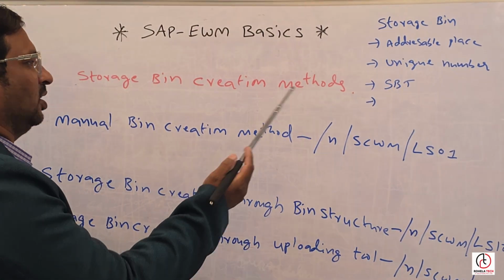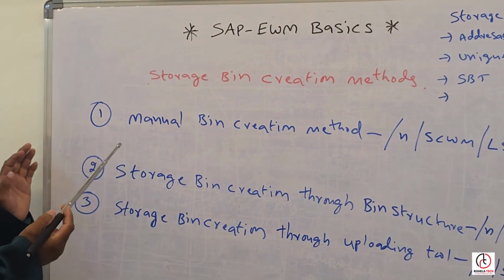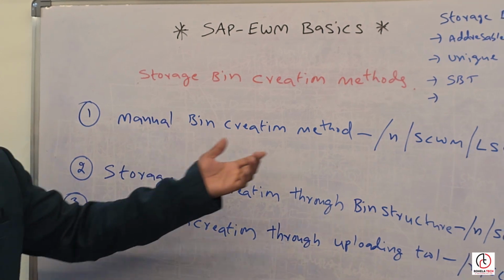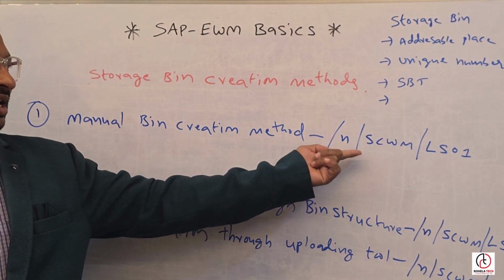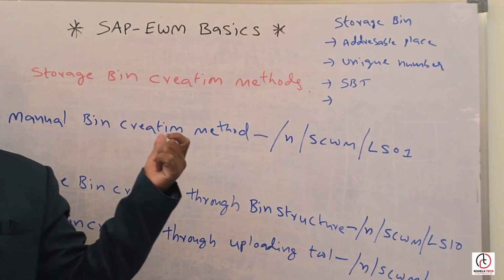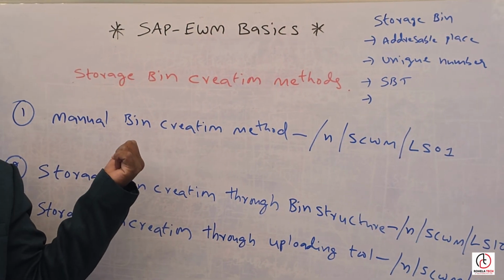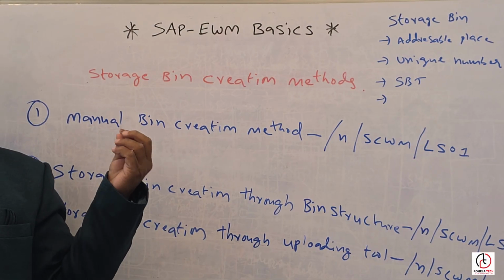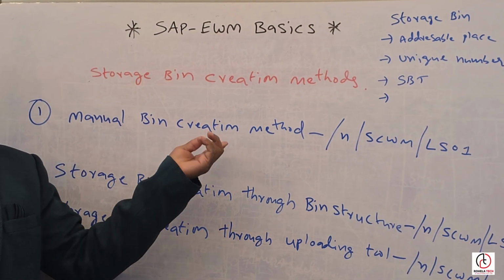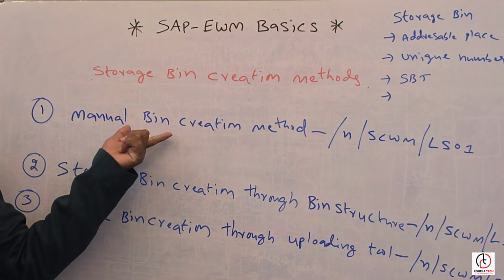So there are three storage bin creation methods. First, the manual bin creation method. So we will create the bin manually in the T code /n/SEWM/LA01. Wherever in the staging areas or the work center we have to create a limited number of bins, those bins can be created through the manual bin creation method.